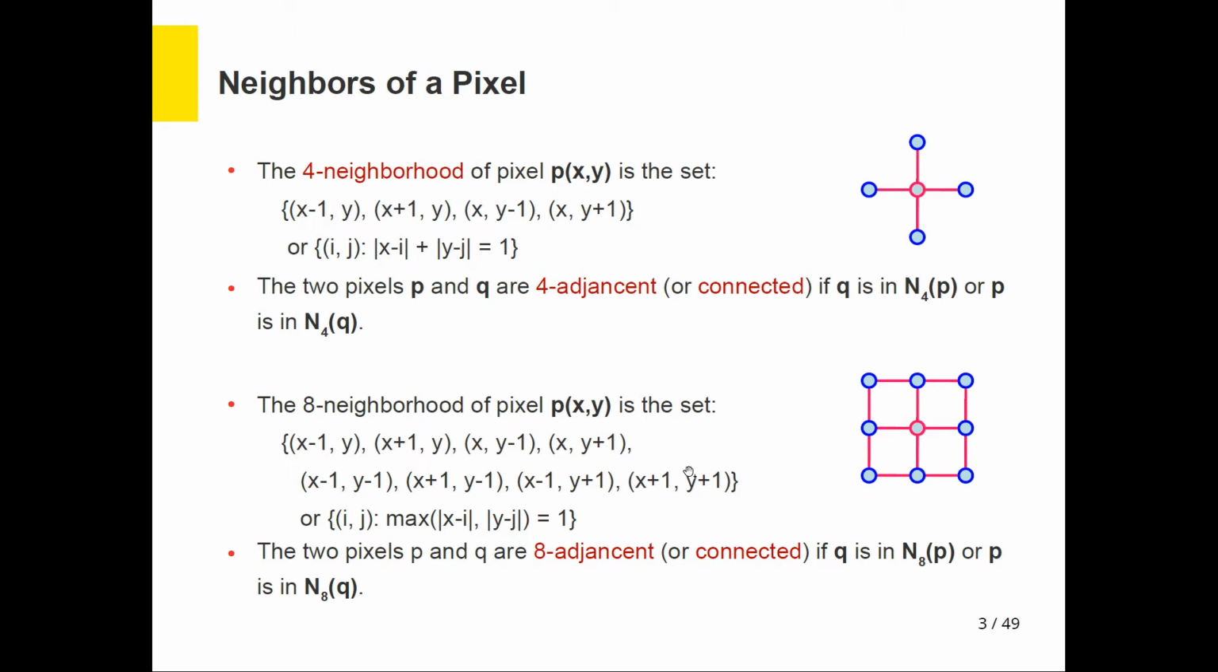So these eight pixels can be shown using these eight different coordinate values, and in mathematical form they can be defined as a set of (i, j) for which the maximum between the absolute value of x minus i and y minus j is equal to 1. The same as before, two pixels p and q are eight adjacent or eight connected if q is in N8 of p or p is in N8 of q.